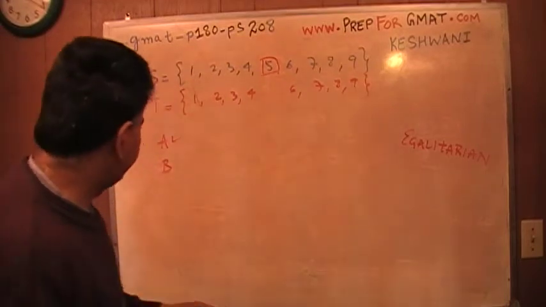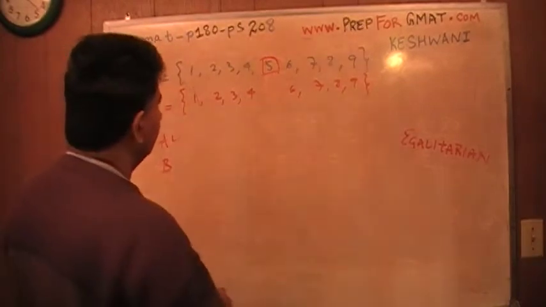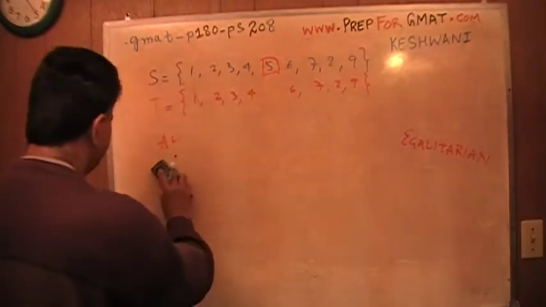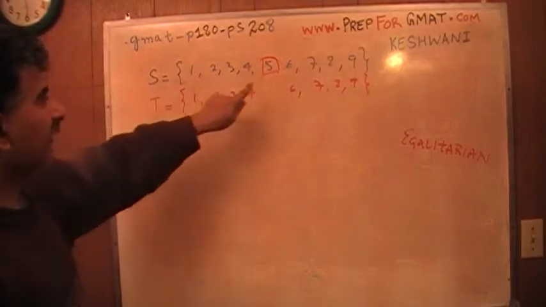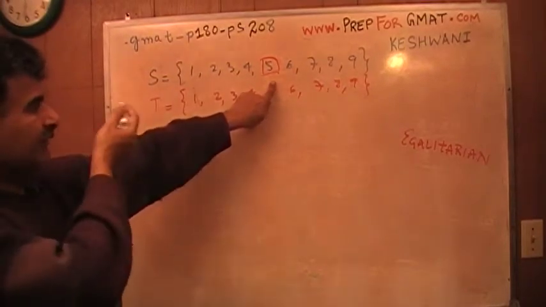Median of S is equal to the median of T. What's the median of S here? Median of S here is the same as the mean, because they are all nicely evenly spaced.